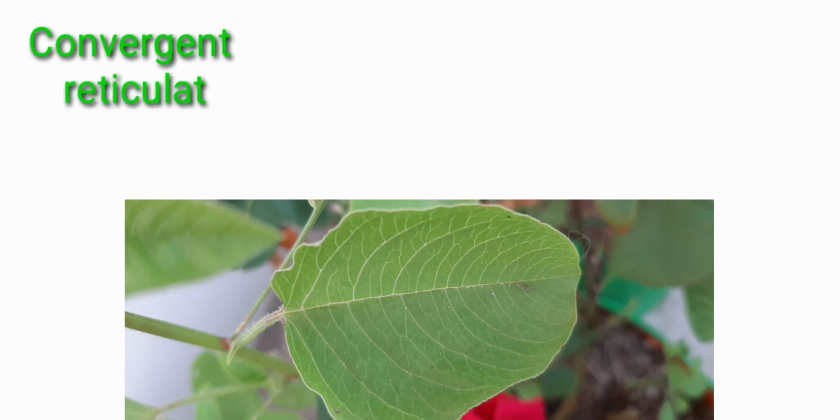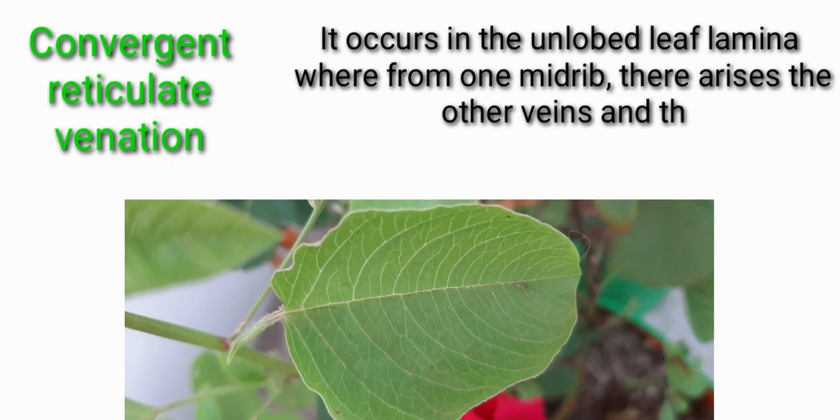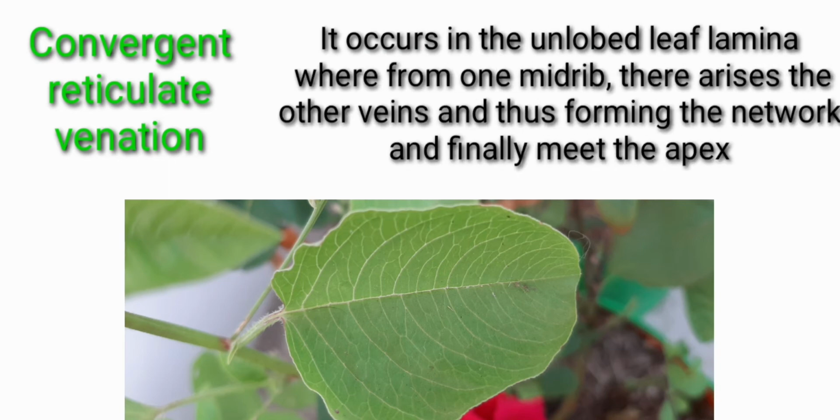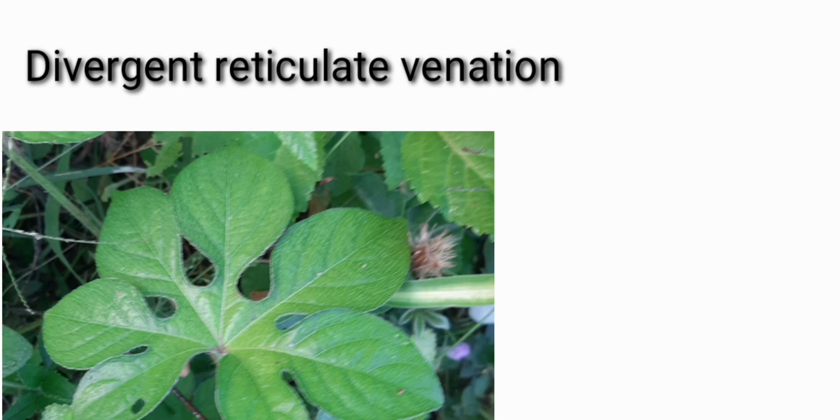Now we are going to see about the convergent reticulate venation. It occurs in the lobed leaf lamina where one midrib is found. There arise other veins, thus forming a network-like structure, and finally all veins meet at the apex region of the leaf. Here in the picture you could notice the formation of the main midrib from which all small veins form. From the small veins the veinlets arise. All together bend towards the margin and finally meet at the apex region of the leaf.